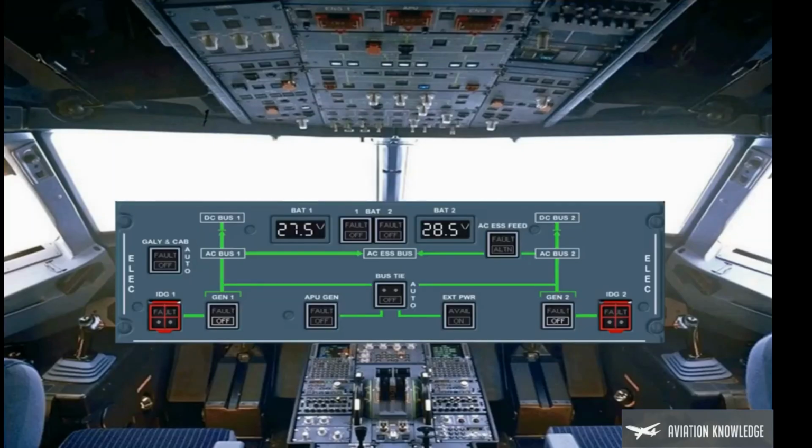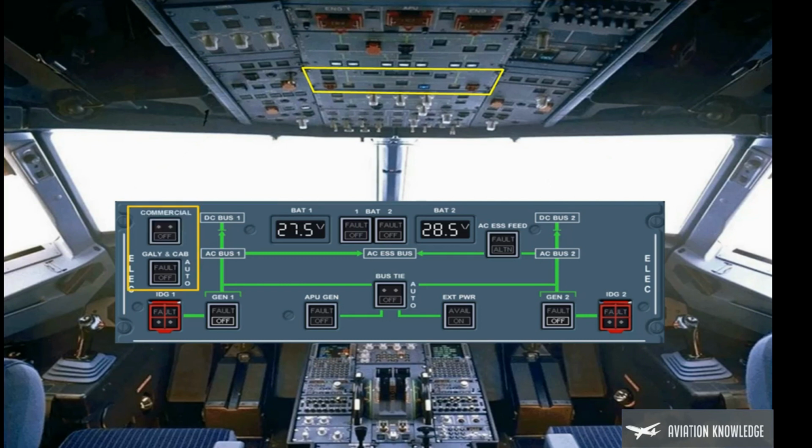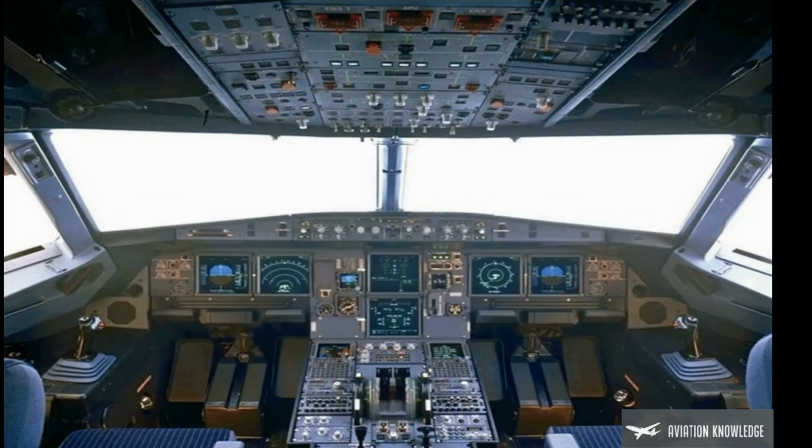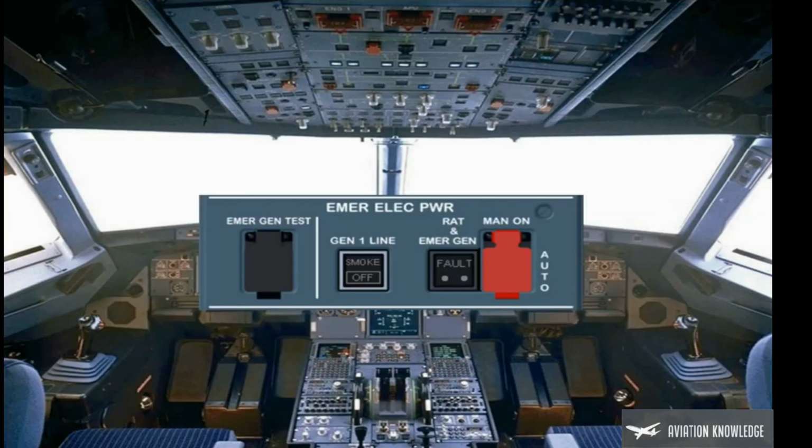The elect panel is located on the overhead panel. Note: the controls installed on the left-hand side will depend on the options, so refer to your documentation. For emergency cases, there is an emergency electrical power panel on the left side of the overhead panel. Now let's look at the relationship between the electrical panel and the ECAM electrical page.